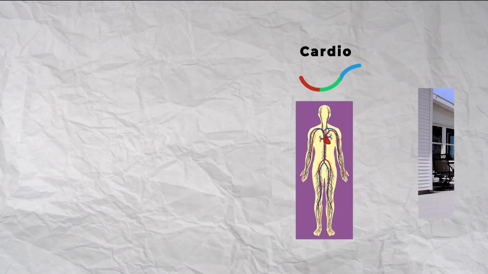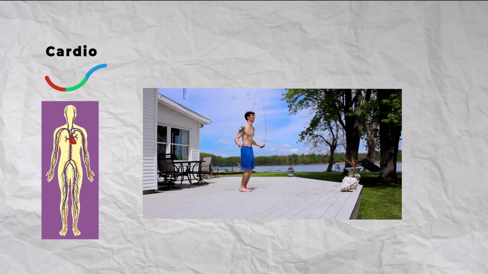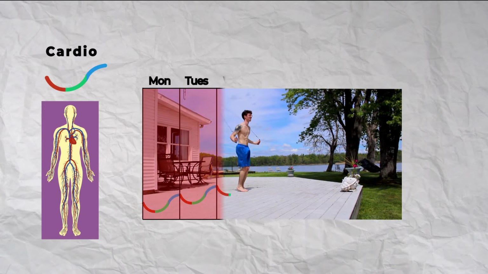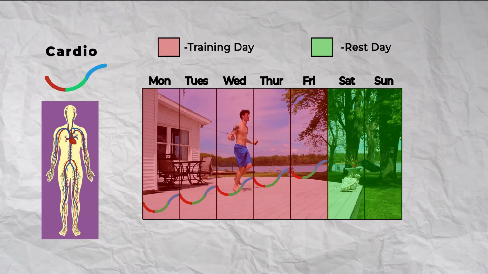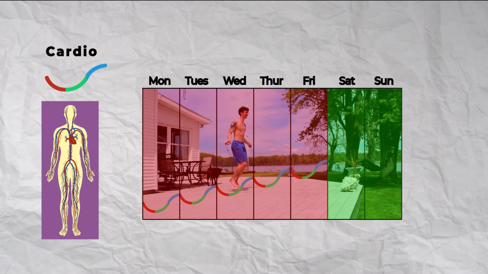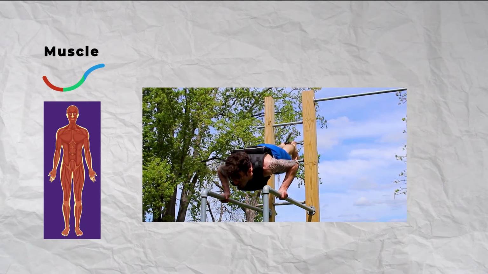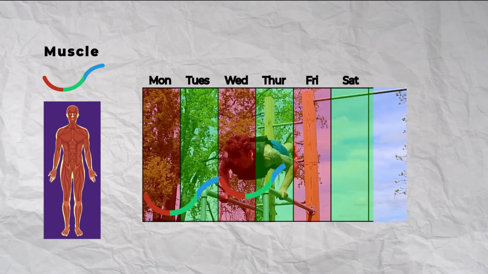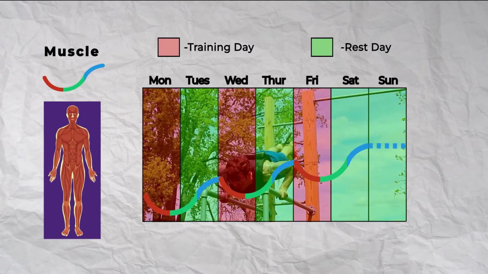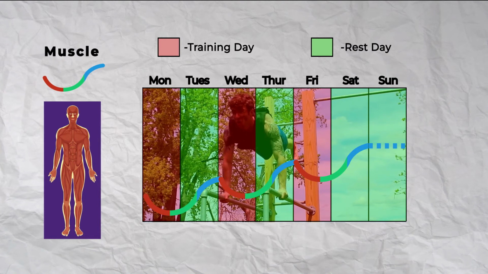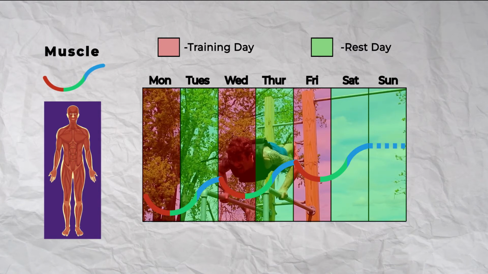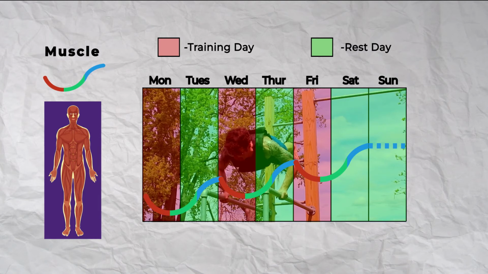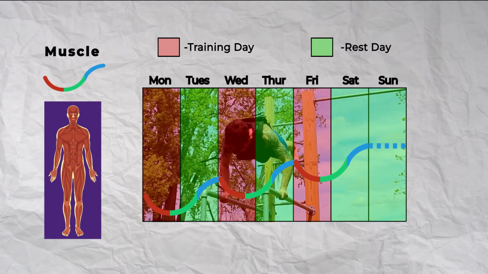The next shortest curve is cardio. The time it takes to recover and adapt from cardio is 12 to 24 hours. So you can train a tiny bit of cardio 5 to 6 days a week and see improvements in between each session. The next SRA curve is muscles. Muscles usually take about 48 to 72 hours to recover from training. That means that training each muscle group 2 to 3 times per week is ideal for a hypertrophy-focused program.